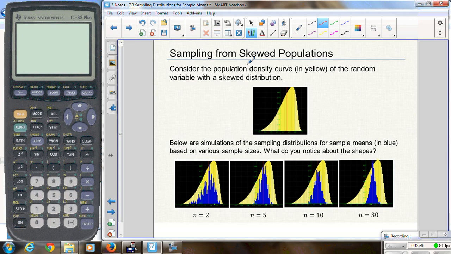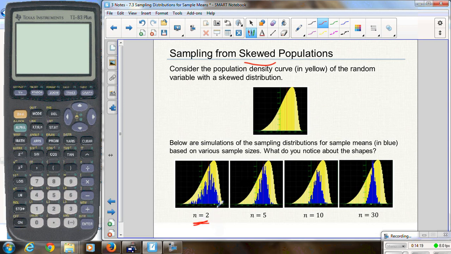But what about if my population is skewed? So this would be an example. I'm trying to think of something that would be skewed to the left. Maybe the test scores on a really easy test where most people did really, really well. This would be a distribution that could be skewed to the left. So if I'm looking at an entire population, the graphs in blue represent my samples.